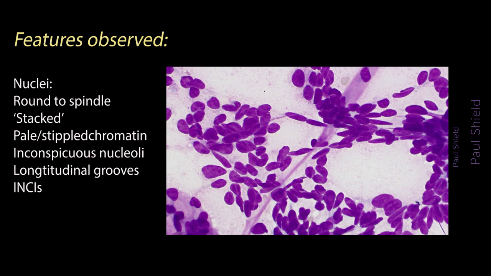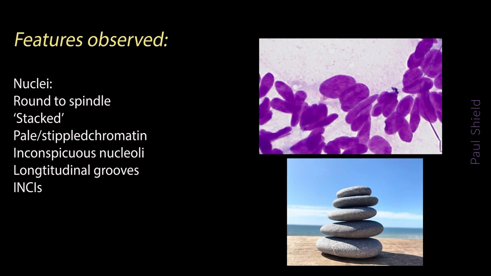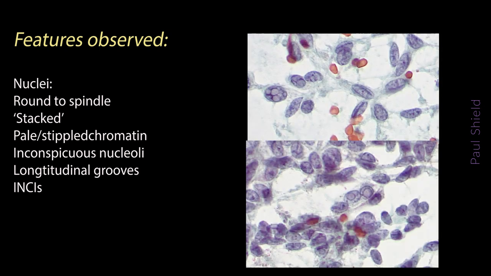Nuclei were round to spindle in shape, some of them quite elongate, and some of them were stacked almost like in curious little moulded arrangements like stone cans. The chromatin was pale, maybe a little stippled, and there certainly weren't any prominent nucleoli. There were longitudinal grooves present, and there was also quite a lot of intranuclear cytoplasmic inclusions, or INCIs, present, and in some cases these were multiple in the nuclei.